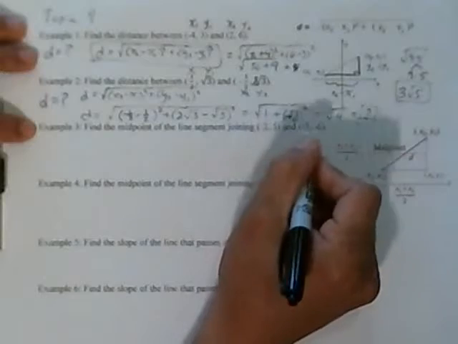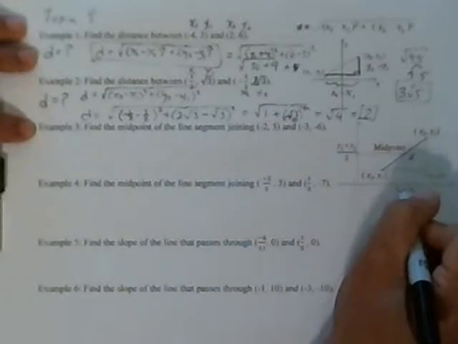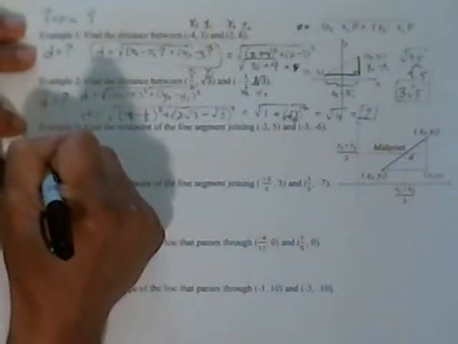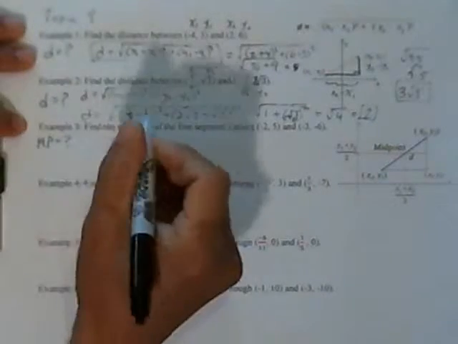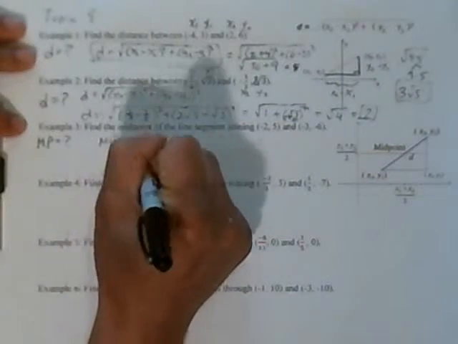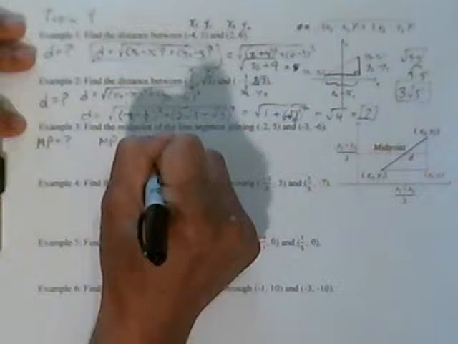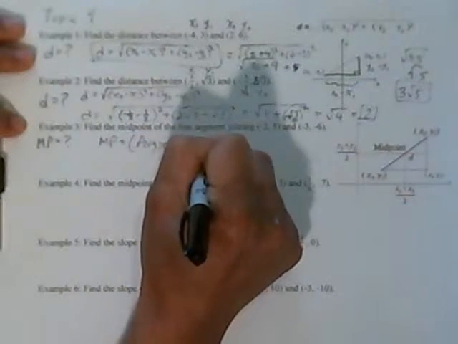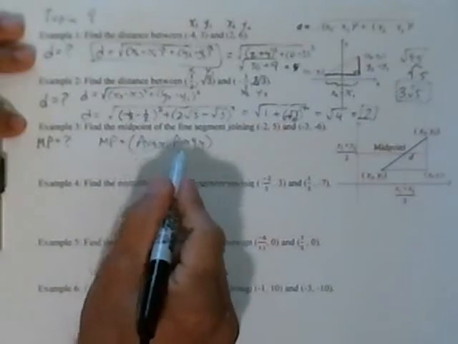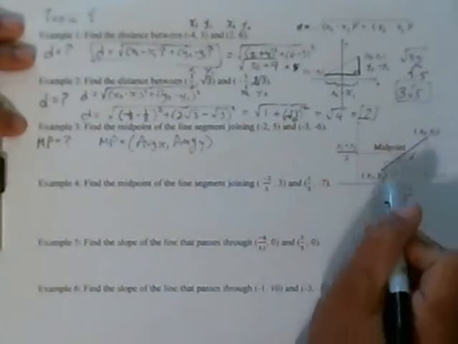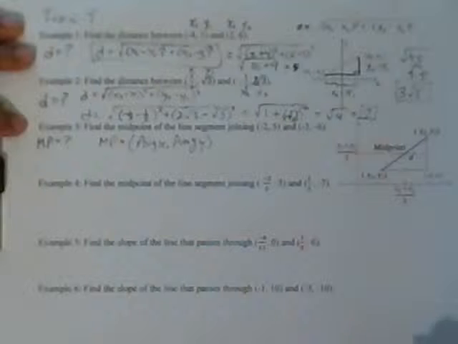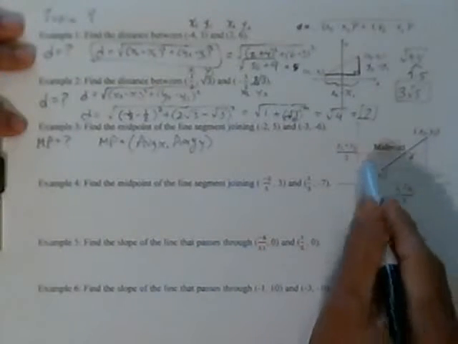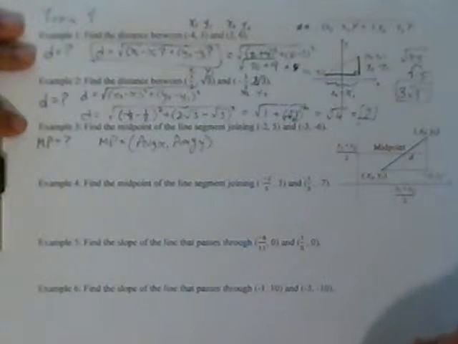Find the midpoint of the line segment joining -2, 5 and -3, 6. The midpoint formula, that's what we're looking for, is equal to the average of the x's and average of the y. That's actually a concept. So I drew this out, I googled it up, took a picture of it, and it seems to show a pretty good concept of where it comes from.